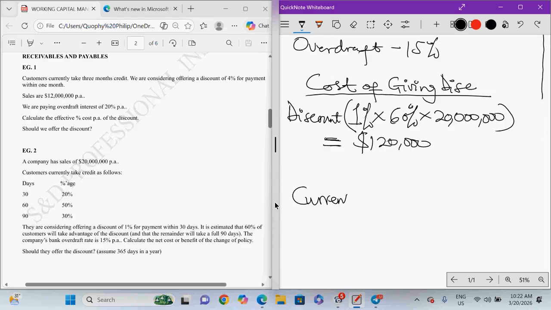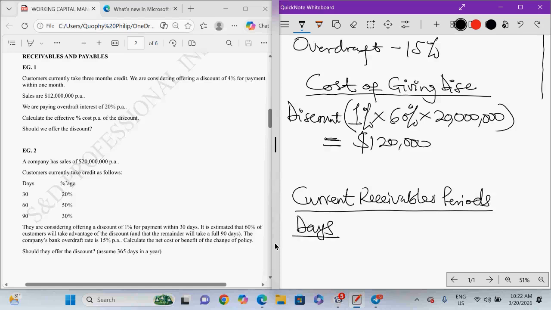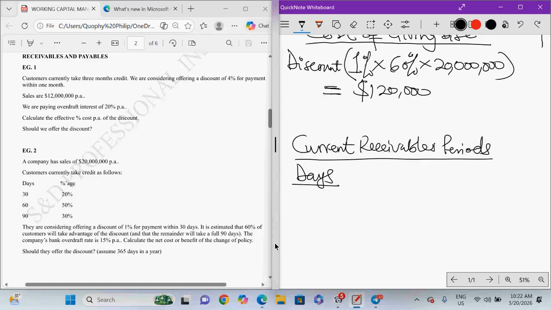But before we move to the benefit of giving the discount, let's try to analyze the current receivables to know the number of the average receivables. So let's analyze the current receivables period, right? Current receivables period. So we have 30 days, 60 days, and then 90 days.